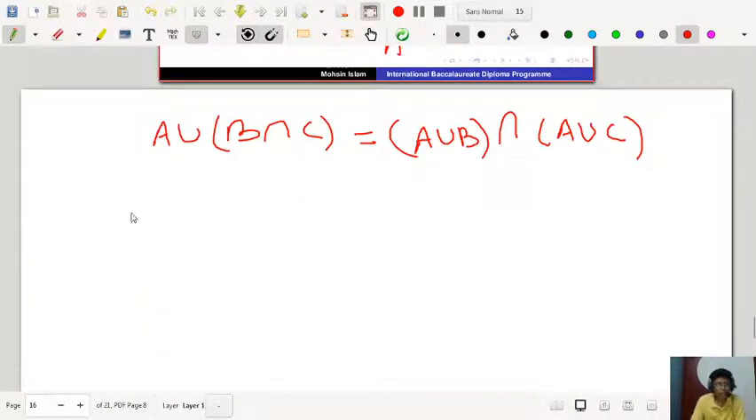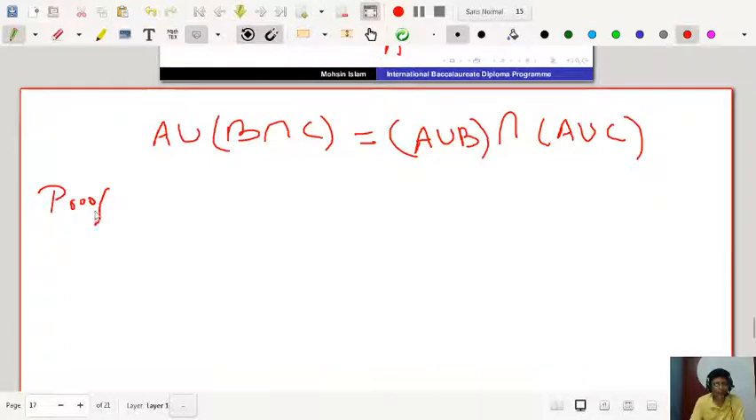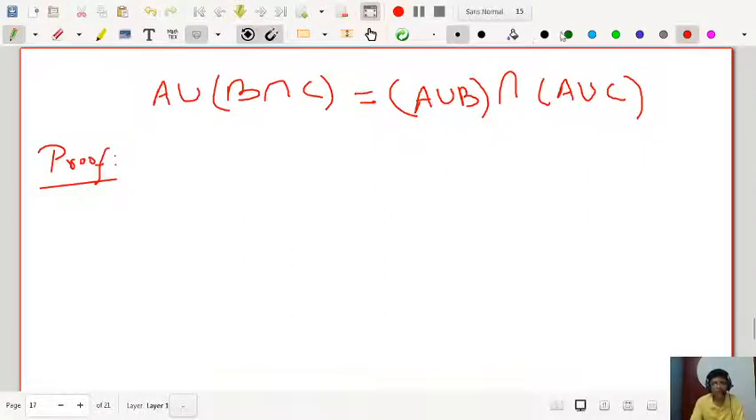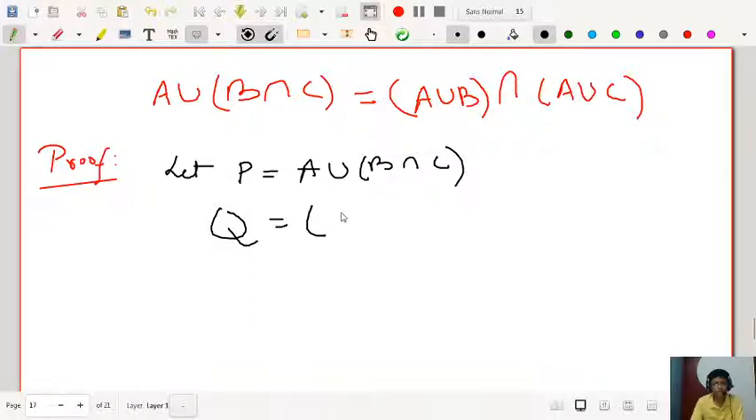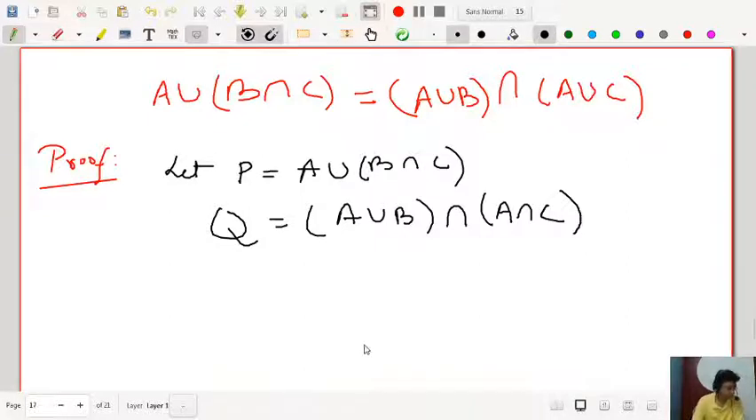So now I will prove that. Okay? I will try to prove that with the help of the knowledge you have learned today. So let P equal to the left hand side, and Q equal to this one. So this is your Q.